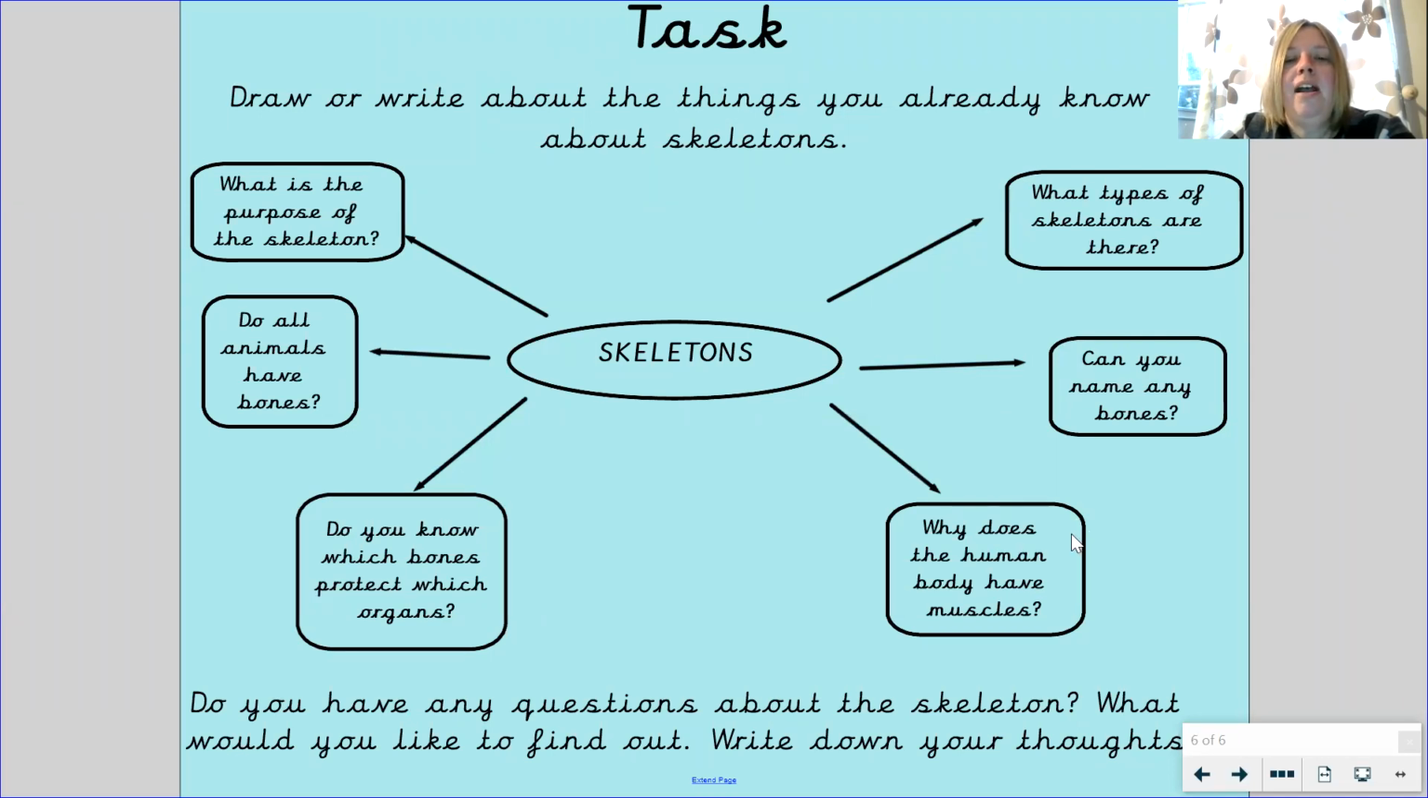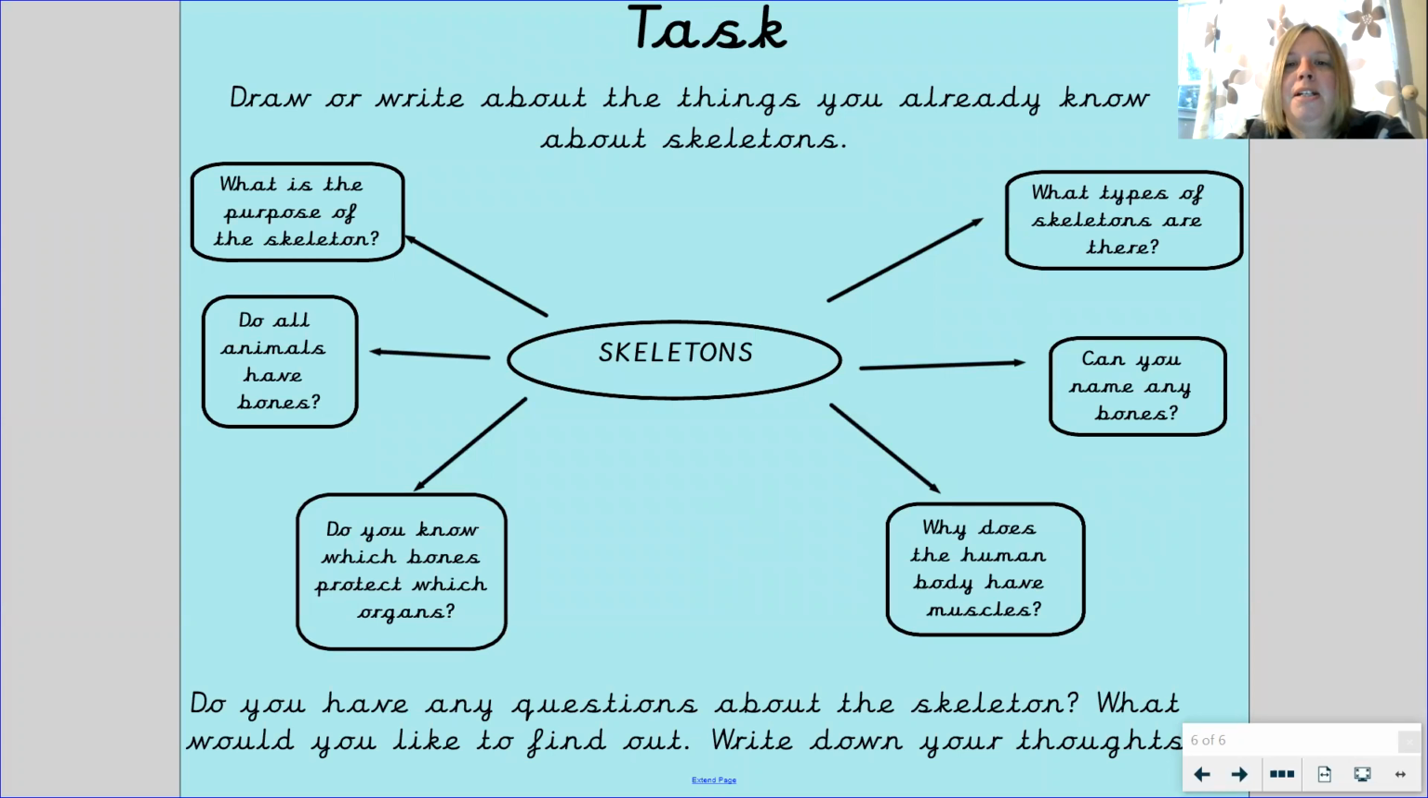Once you've drawn and written your ideas down for your mind map about skeletons, I would like you to think of any questions you have about the skeleton. So what would you like to find out about skeletons? Write down your thoughts. So write down what you think and write down what you would like to learn.